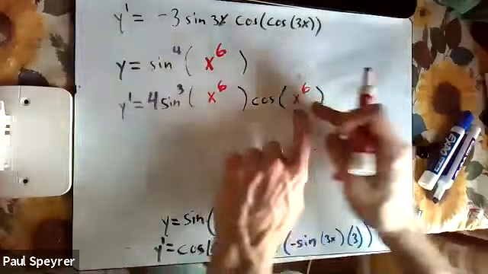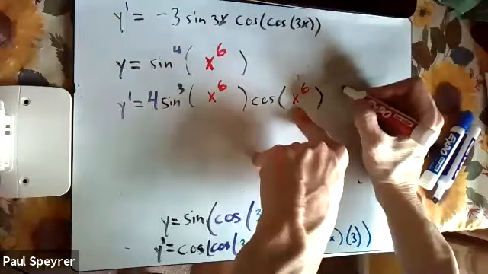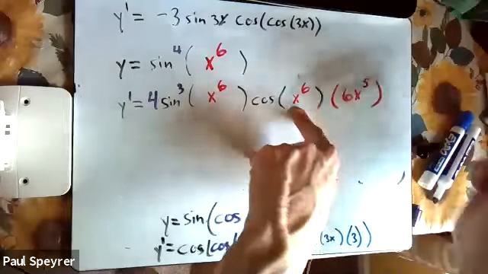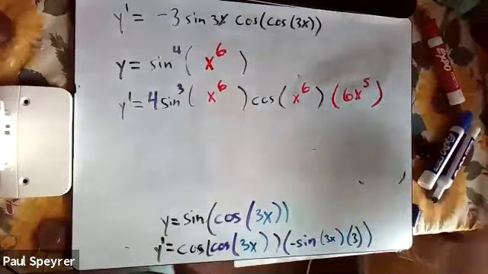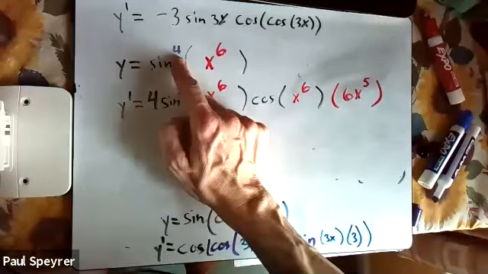And then we finally get to the next innermost piece, which is x to the 6th. What's the derivative of x to the 6th? 6x to the 5th power. So there is our derivative. So again, the outermost piece was this exponential part, so you derive that first.